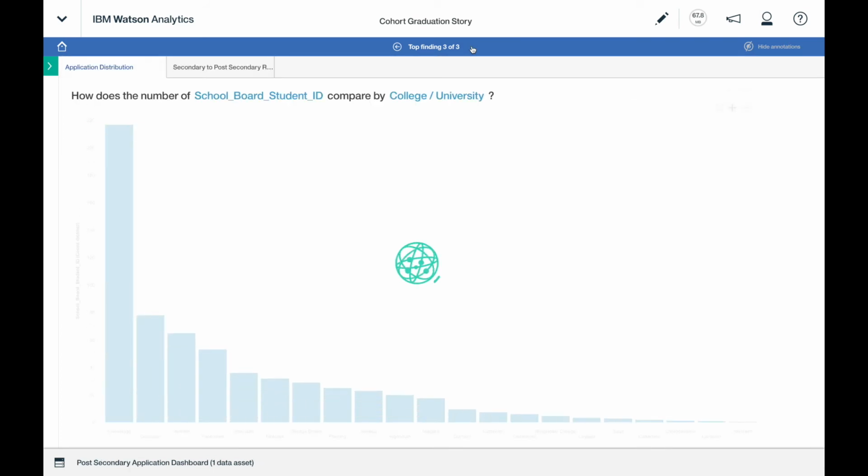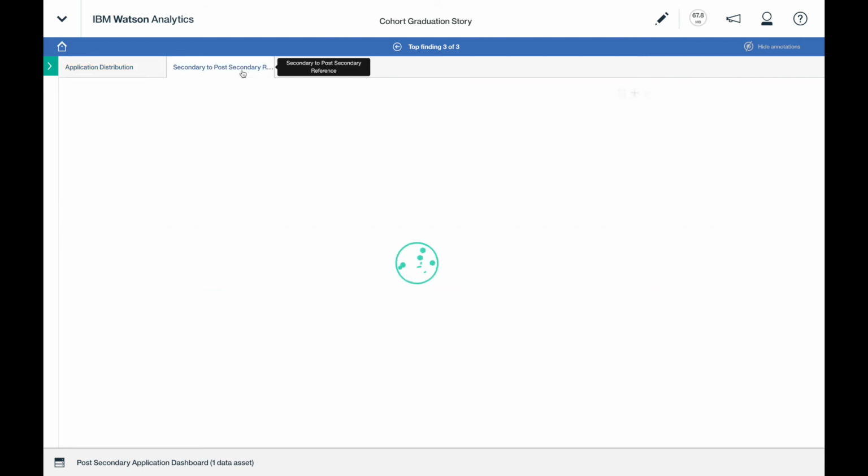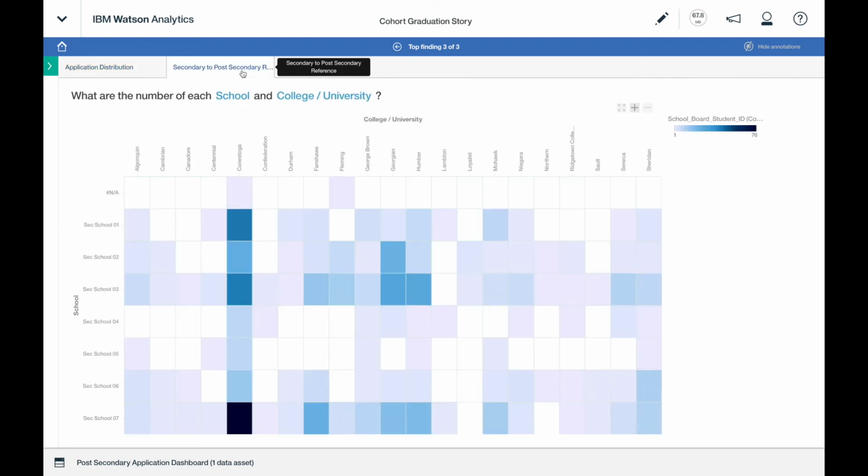The last set of visualizations in the storybook deal with post-secondary applications. The first visualization illustrates the post-secondary institutions that students within the board applied to. This is useful for understanding the overall trend. We can drill into more detail by cross-referencing the post-secondary institutions with the high schools students applied from. The heat map outlines this relationship with the darker color representing more applications.